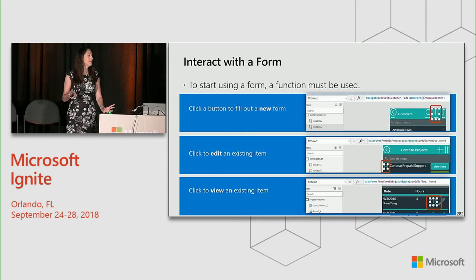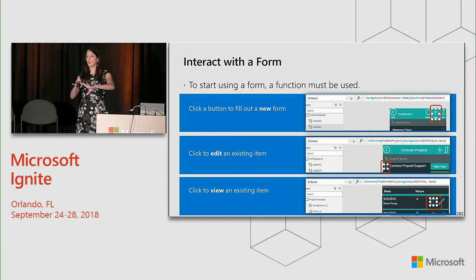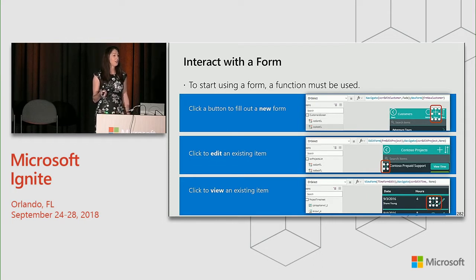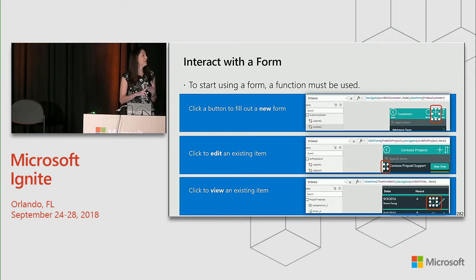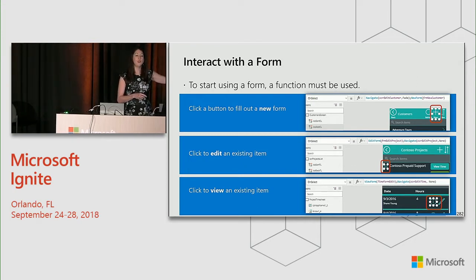Now that I've explained a little bit about the parent-child relationship and the way controls work, we're going to start getting more specific about forms and the functions that you use in forms. To interact with a form, you can't just plop a form control on a screen and have it automatically know that it's supposed to be a new form or an edit form. You actually have to send a command to that form. In this top example, I have a new button, a little plus icon. Not only do I have to navigate to the screen that has the form on it, I have to do the new form command.